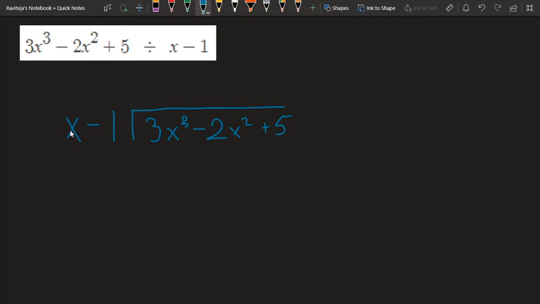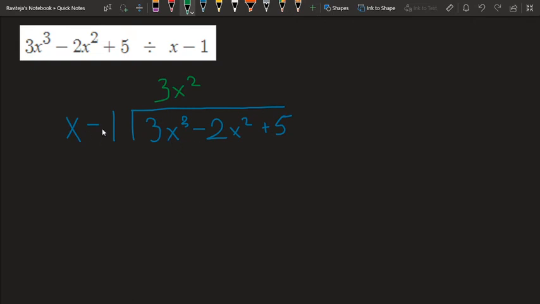And we just want to see x times what equals 3x cubed. Well, x times 3x squared equals 3x cubed. So that means our first term for our answer would be 3x squared. And you just got to get used to thinking x times what equals the first term. You got to know what it has to be. That's how long division does work.